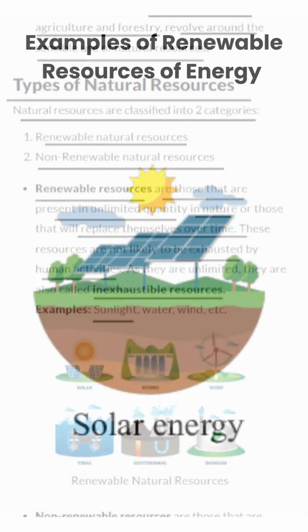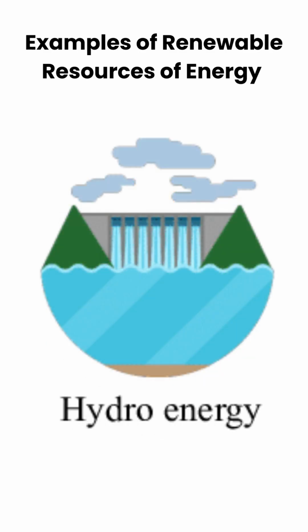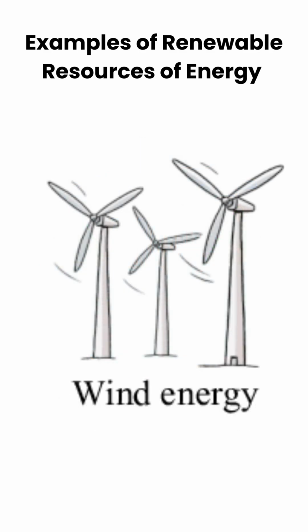Examples: sunlight. The sun provides us with a constant stream of energy, bathing our planet in light and warmth. It's a source of power we can rely on day after day. Water. Our planet is covered in vast oceans, rivers, and lakes, ensuring a continuous supply of fresh water for our needs. Wind. The movement of air creates wind, which can be harnessed to generate electricity and provide a sustainable energy source.